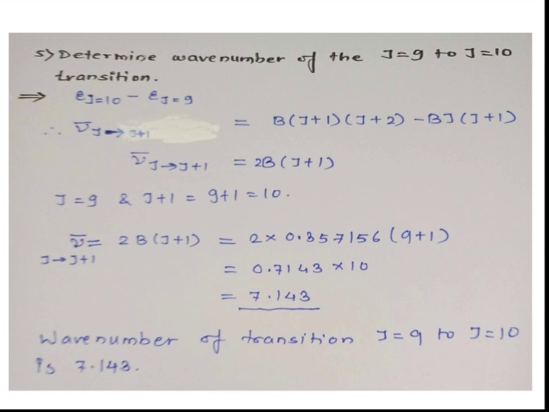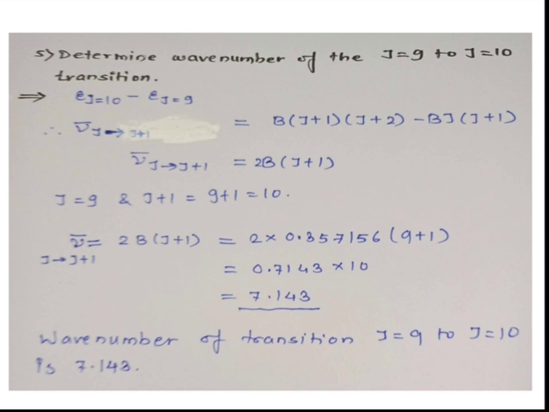So ν̄ for the transition from J to J + 1 is equal to 2B(J + 1). Now we know the value of B and the value of J. J is 9. So just put the value of B here: 2 × 0.357156, the value we have calculated for the BrF molecule, times (9 + 1). So we will get this value as 0.7143, and this is times 10. So our final value is 7.143. The unit remains, so the unit is per centimeter. So the wave number of the transition J = 9 to J = 10 is 7.143.